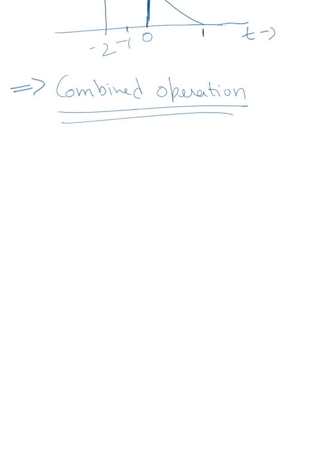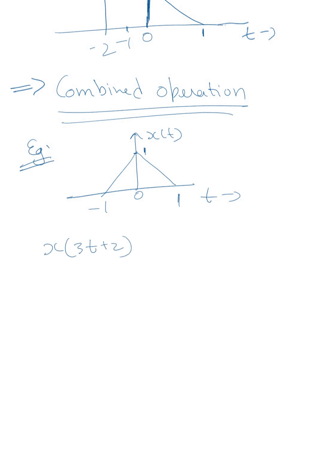Let us directly analyze this combined operation with the help of examples. Let's take a simple example that we have a signal x of t, amplitude is 1, and we need to find out the signals, that is x of 3t plus 2 and x of minus 2t minus 1.